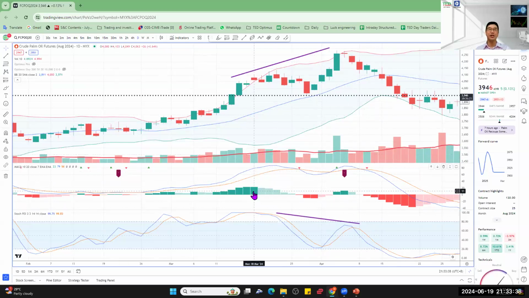So the histogram tells you how strong the uptrend is, how strong the downtrend is. The longer, the stronger. The longer, the stronger. This is how we use it.